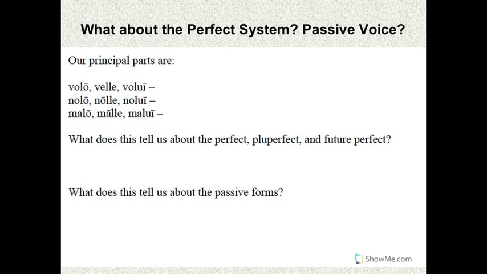Okay, what about the perfect system? Or what about the passive voice for these 3 verbs? Well, our principal parts are volo, velle, volui, nolo, nolle, nolui, and malo, malle, malui. Notice that all 3 of these verbs have totally regular third principal parts. And because of that, the perfect, pluperfect, and future perfect tenses will all be totally regular. That deserves a smiley face.